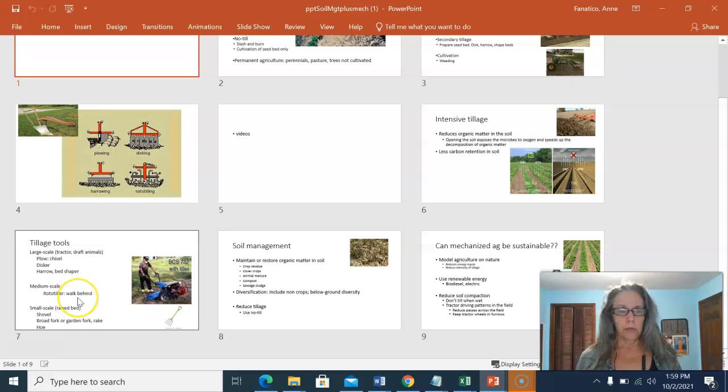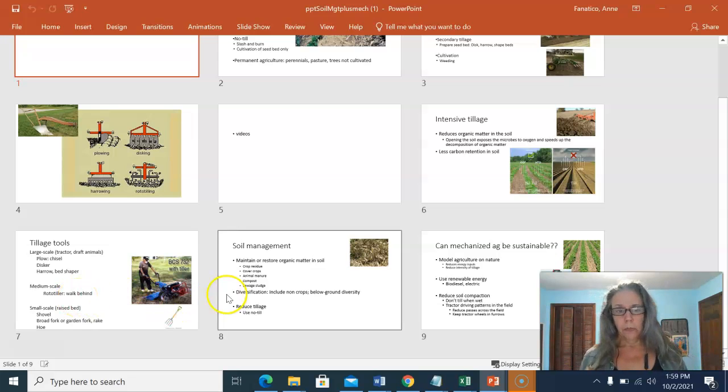We talked about some of the tillage tools, and we did talk about how to maintain organic matter in the soil. This was discussed pretty well in your chapter, the reading on soil: using crop residue, soil armor, using cover crops, animal manure, compost. These are ways to maintain or restore organic matter. Also having high diversity, and then of course reducing tillage.